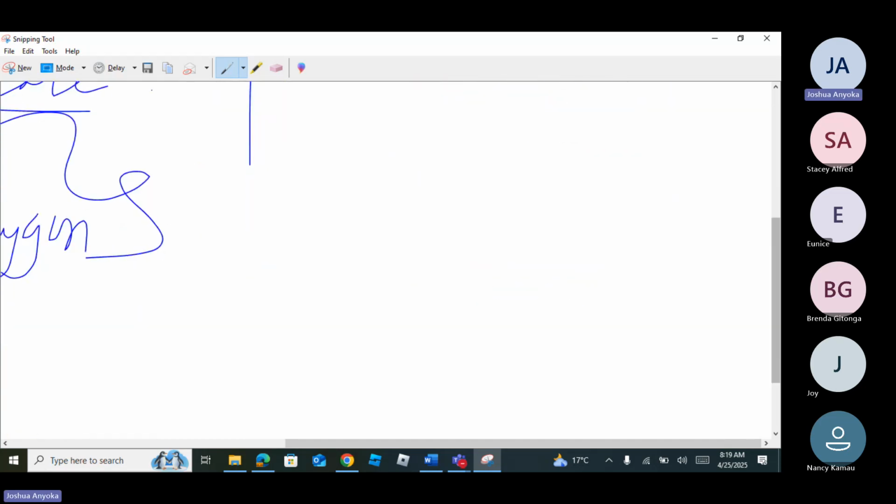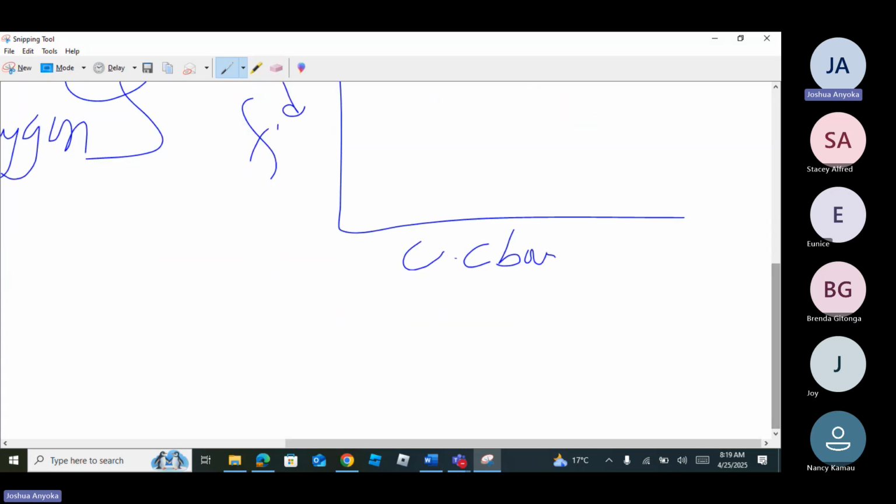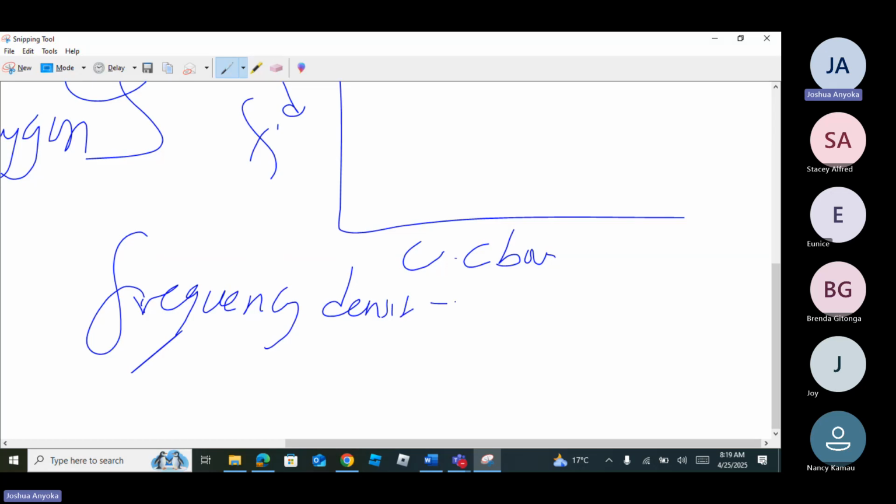Histogram is also a graph of frequency density over upper class boundaries if the interval of classes is non-uniform. We are going to witness that one along the way. So if the interval is non-uniform, it is frequency density against the upper class boundaries. How do you find frequency density? Frequency density is equal to frequency over the class interval.